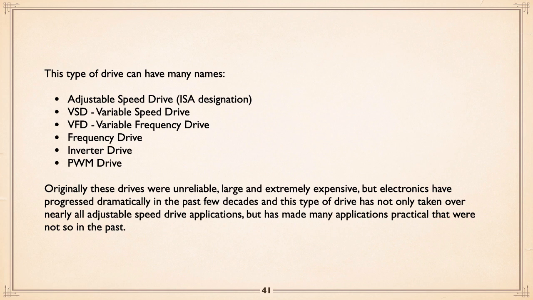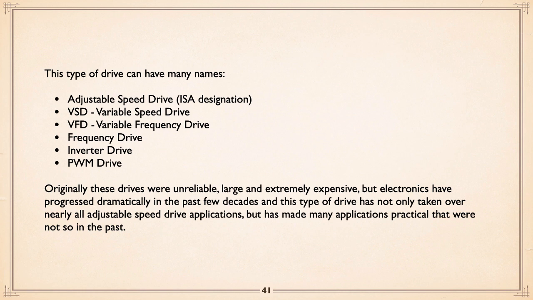These drives have different names. Adjustable speed drive, which is what we used, as the ISA, Instrument Society of America, designated, variable speed drive, variable frequency drive, inverter drive, pulse width modulating drive, whatever you call a horse, it's a horse.